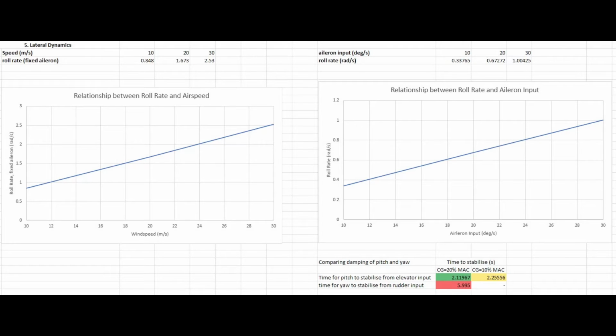Using the same experiment setup, the roll rate relationship with varying airspeeds is investigated. A following investigation is then done at constant airspeed with varying aileron input. As shown, the aircraft rolls faster with increased aileron input and faster airspeeds. Also shown is that rudder deflections take much longer, over twice the amount of time, to return to stability. Pitch recovery fares much better and improves slightly more when CG position moves forward.